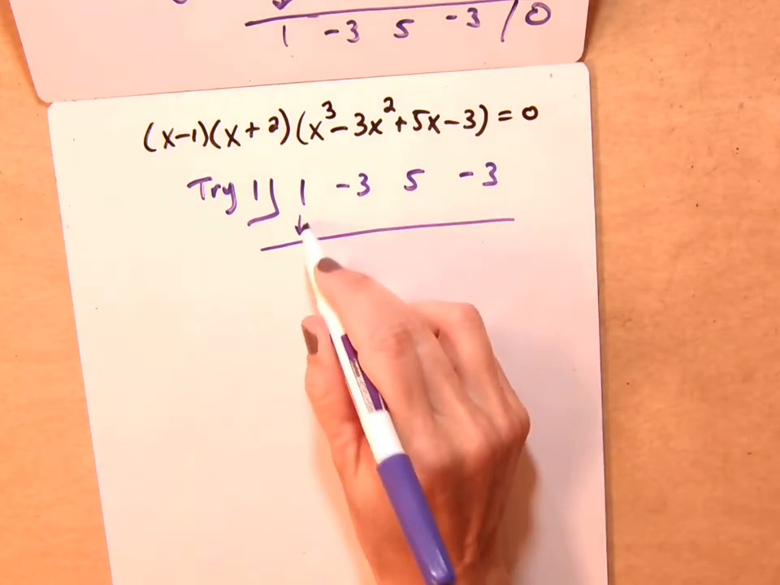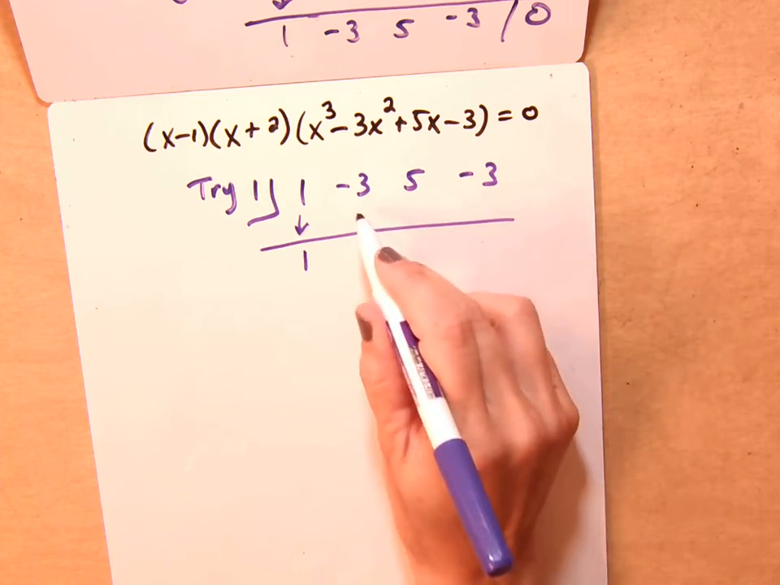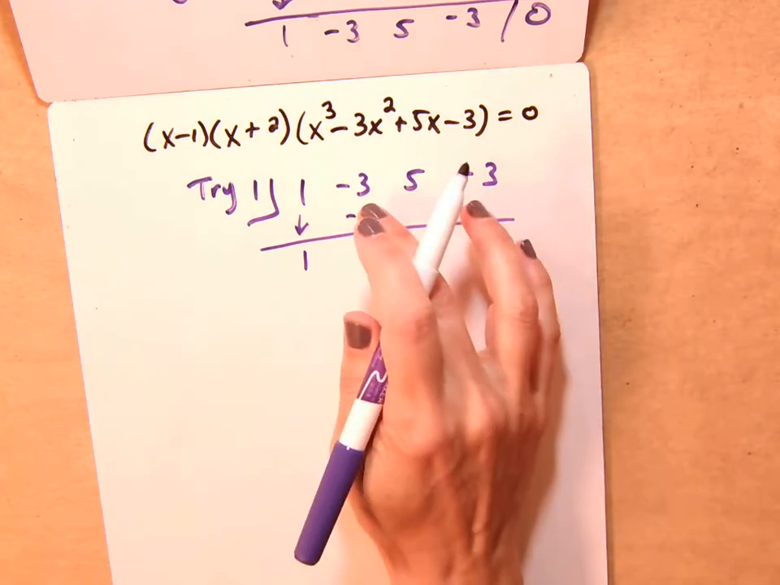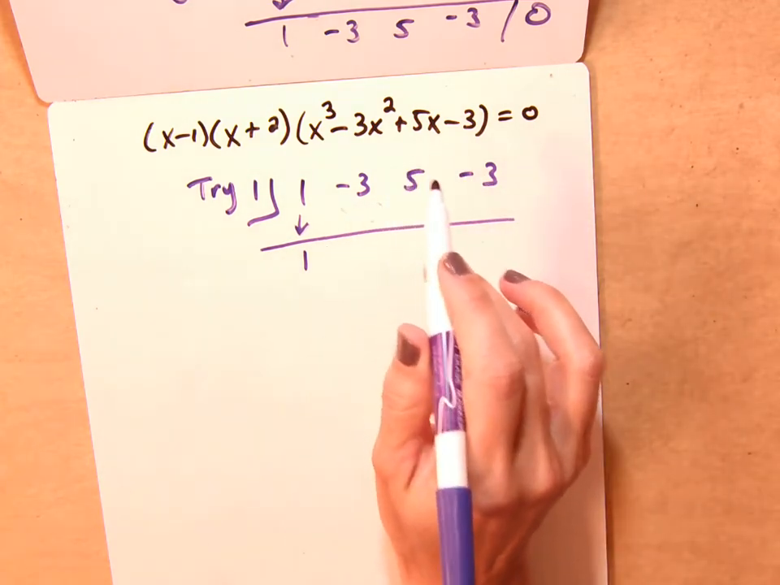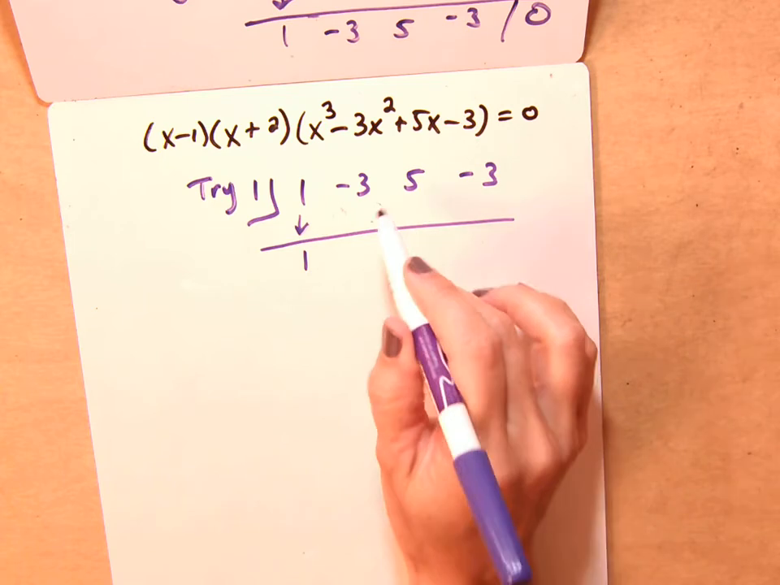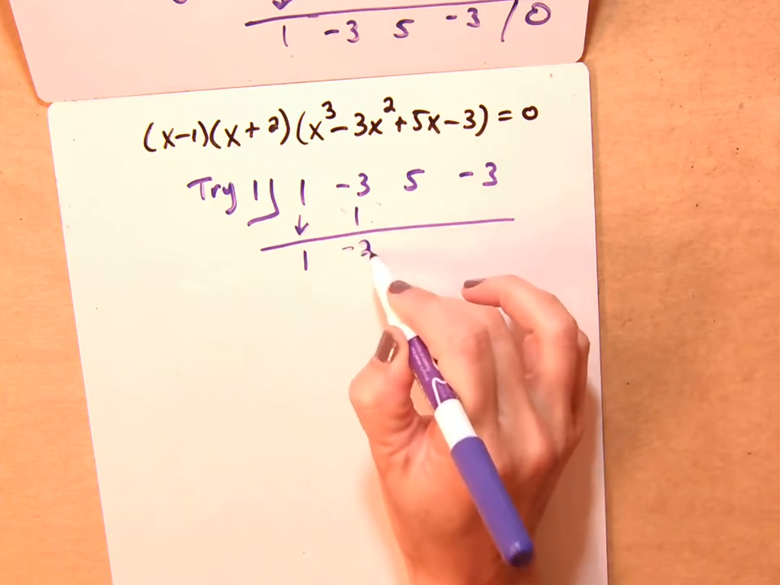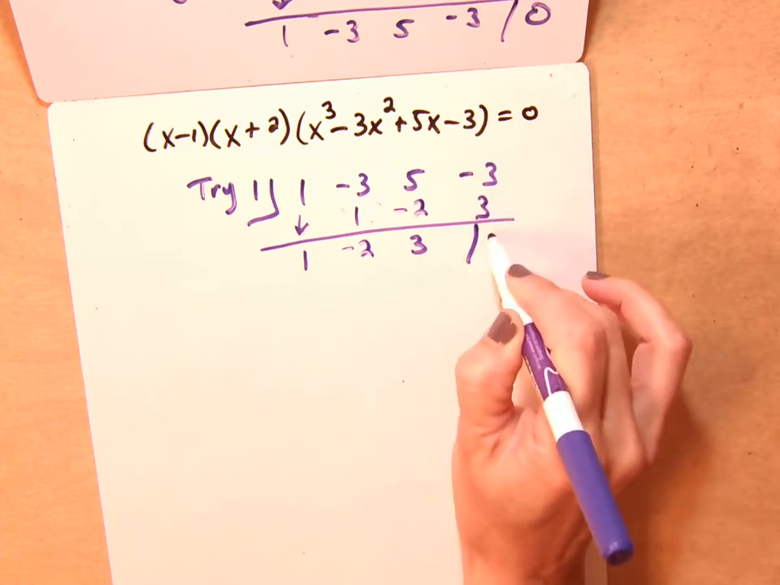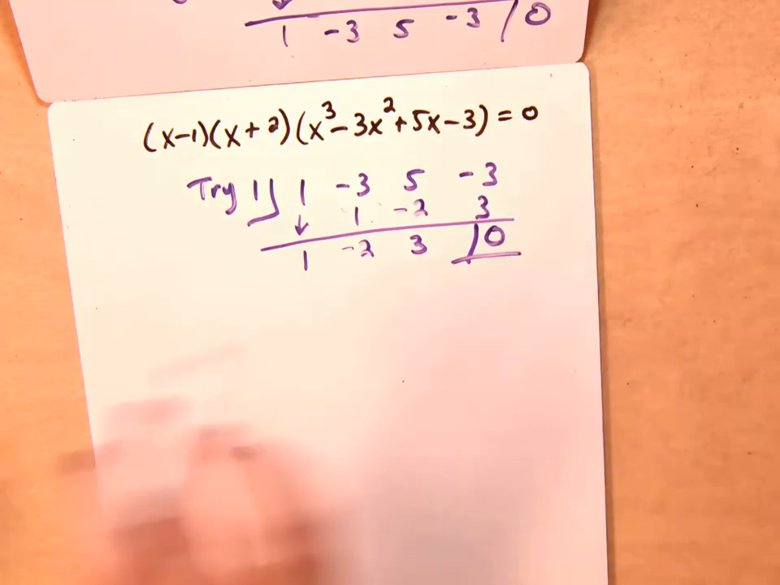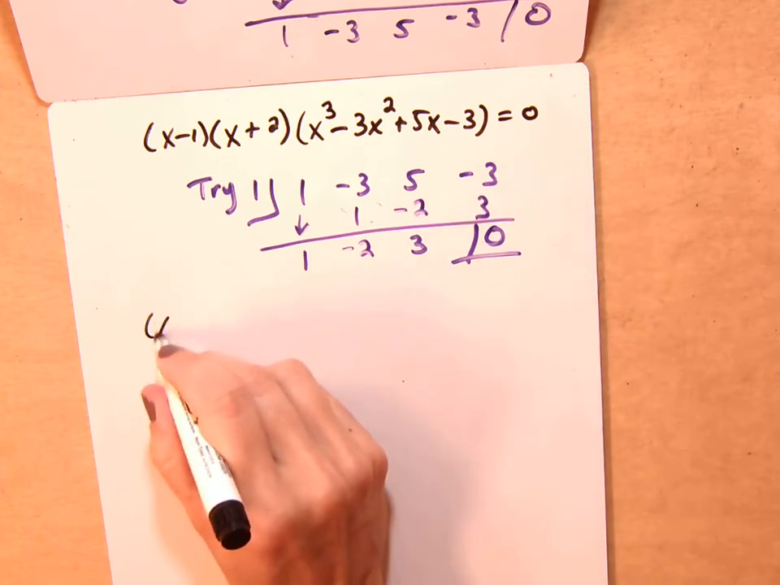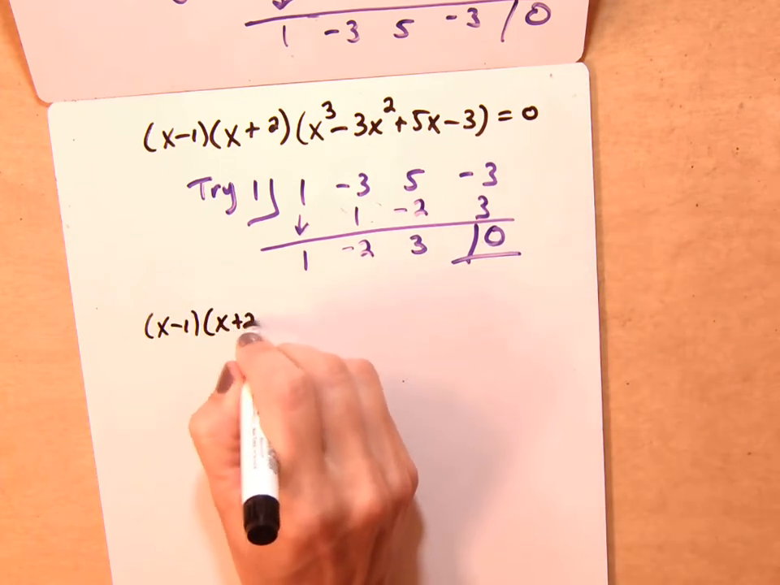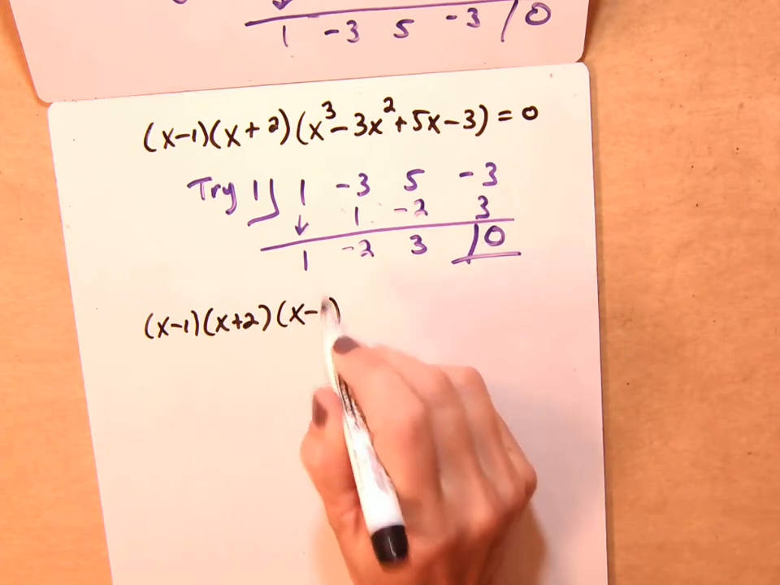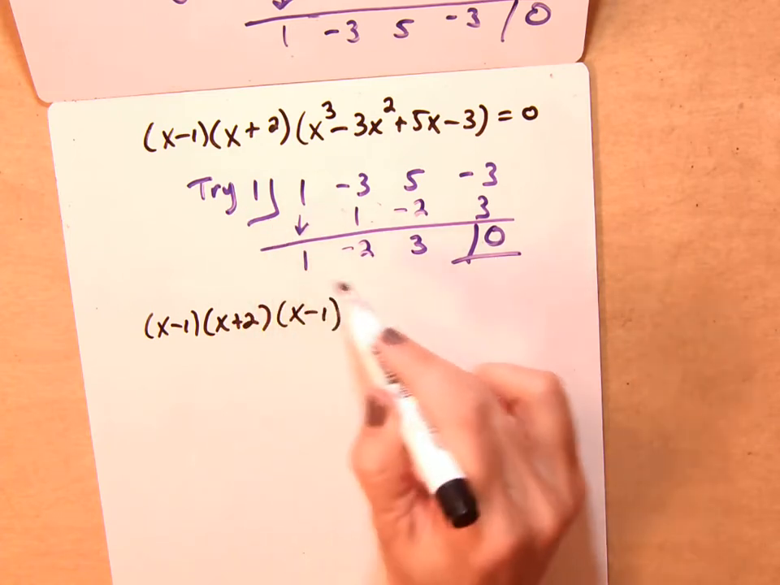So copy, multiply, I feel like that's not right. Multiply, you get 1, add, multiply, add, multiply. So now we have x minus 1 times x plus 2 times x minus 1 is our new factor that we just got from trying 1.